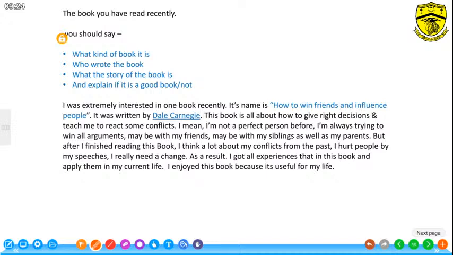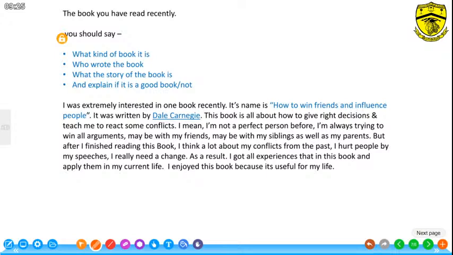So you have to tell what kind of book it is. Then who wrote the book? You have to write the author of the book first. Second, what the story of the book is. You have to tell the story, the characters and the events, because when you write these things you can conclude that because of that, I like to read this book. Then the final part, explain if it is a good book or not. Right? This is one of the examples.